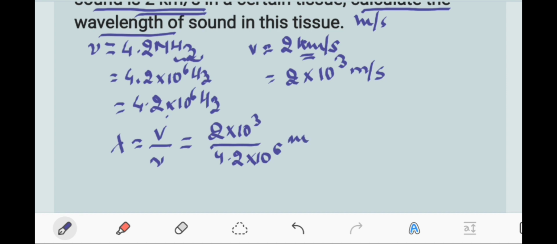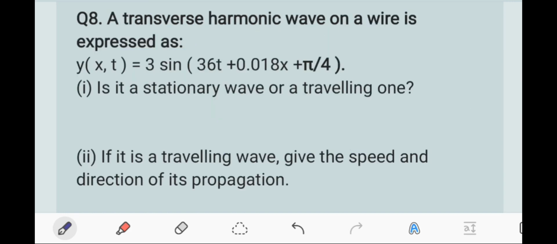Finally, after calculating, we get the answer: it is equal to 4.76 into 10 to the power minus 4 meters. So this is how we solve these kind of questions. Now let's move to the next part. Now the next part is on the screen, students.